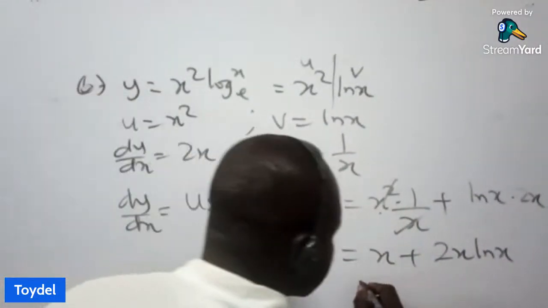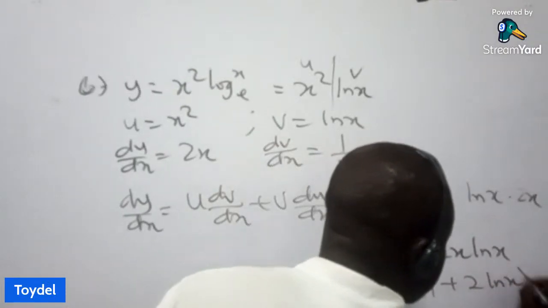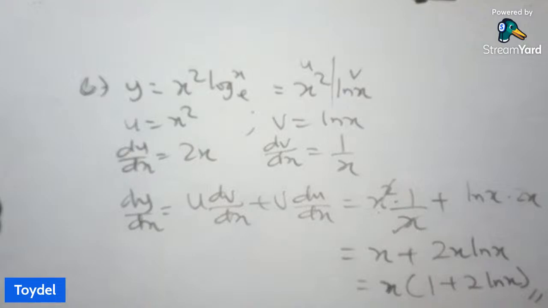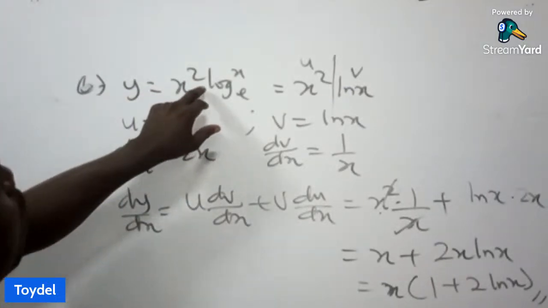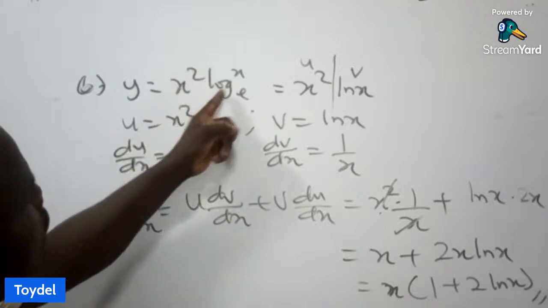And the only thing we can do here is just to say bring out x. At the end of the day, we have 1 plus 2 in x, and that will be the final answer. So for this type of question, we are going to apply the product rule because it's the product of two functions: a polynomial function, x squared, then a logarithmic function.